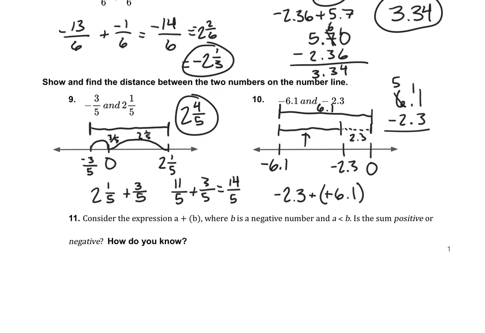This becomes that. 11 minus 3 is 8. 5 minus 2 is 3. We get a total distance of 3.8.